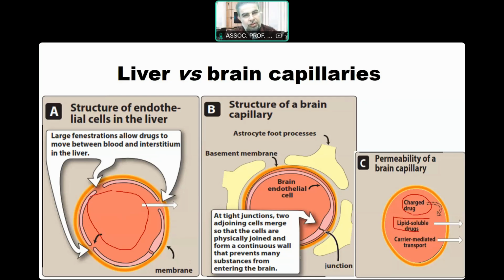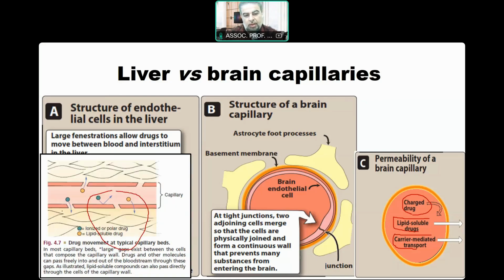So the charged drugs or the water-soluble drugs can only pass to the other side, from the brain capillary to the brain tissue, by means of carrier-mediated transport mechanism. So this is a protective mechanism for the brain, while it's an open mechanism for drugs and chemicals to enter into the liver.